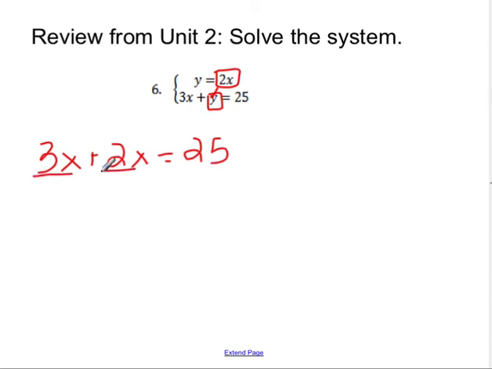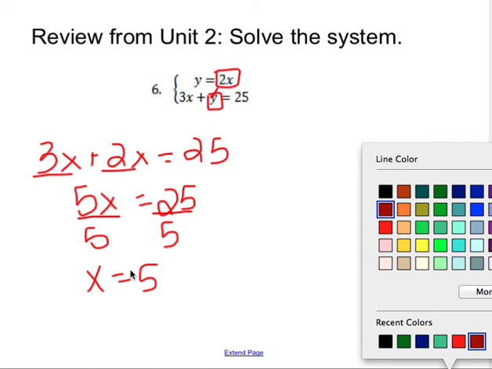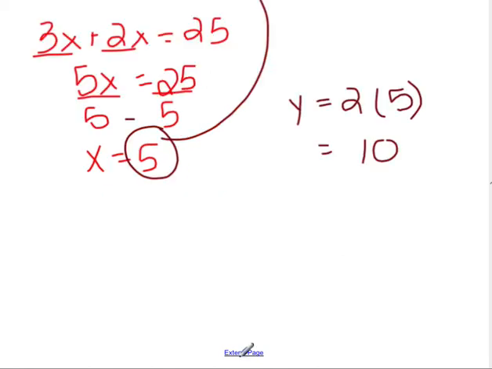Well, 3x plus 2x is 5x, and that's equal to 25. So now I see that 5 is being multiplied by the x, so I'm going to divide both sides by 5, and then I get that x is equal to 5. So x and 5 are the same thing. So where I see x up here, I can plug in a 5. So I'm going to take that x out completely and put 5 in instead. And 2 times 5 is 10. So then I'm going to write my answer out as a coordinate point. First my x, and then my y.